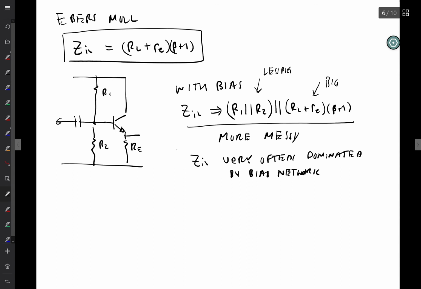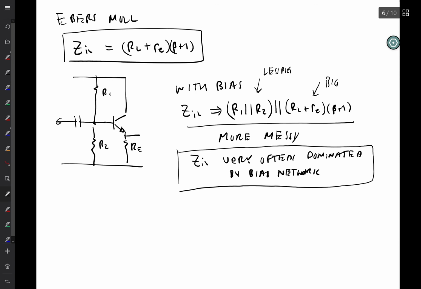But don't worry about this so much. You need to just deal with it when you encounter it. Think of the core result right here. This is the most important in terms of understanding how impedance or input impedance works on transistors. Okay, that's enough for this one.